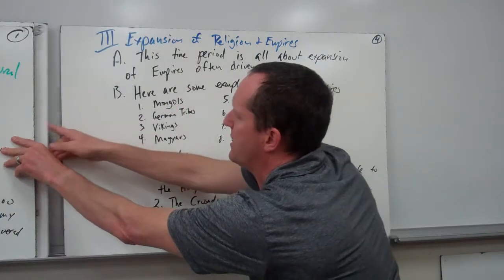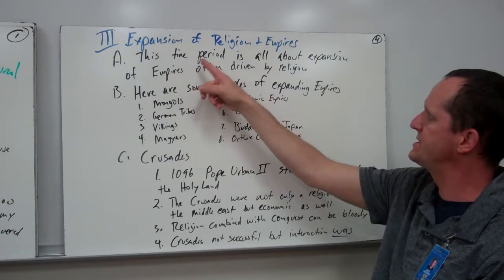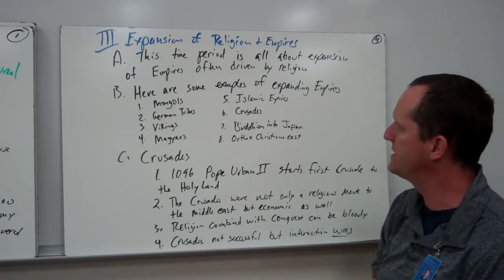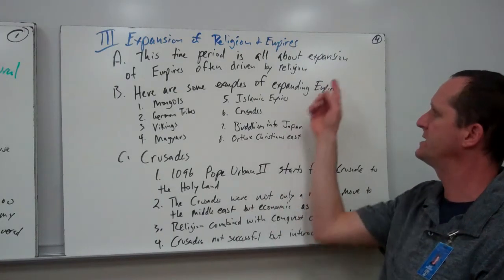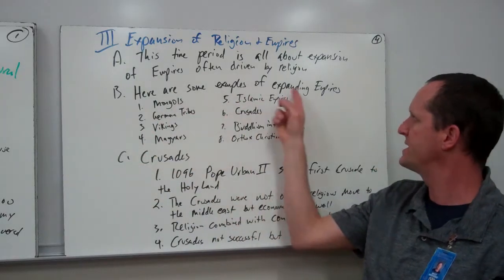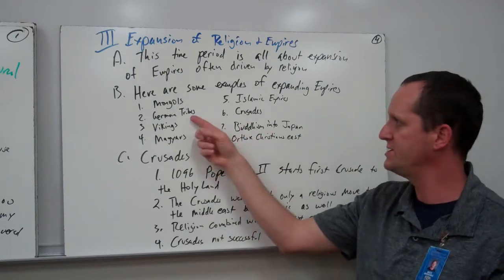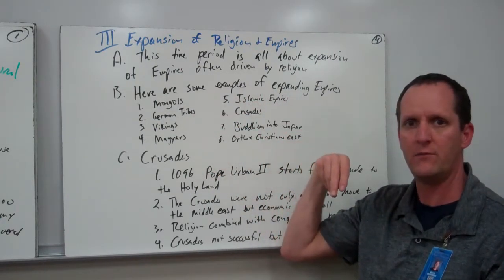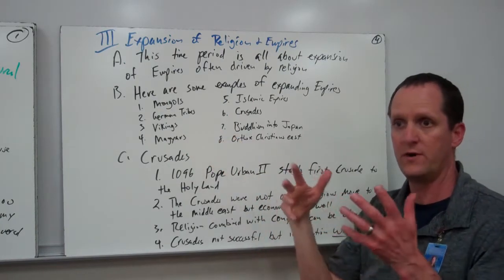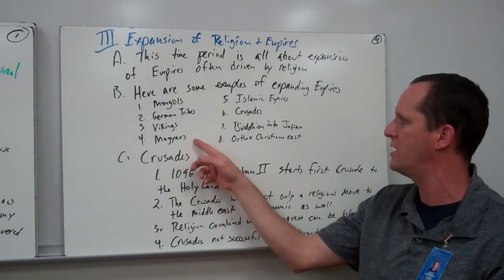All right, our last board here. Expansion of religion and empires. This time period is all about expansion of empires, often driven by religion. Here are some of the examples of expanding empires. So you have the Mongols taking over all of Asia, the German tribes coming down from the northern part of Europe, Vikings taking over northern Europe and all the way down to Constantinople, the Magyars.